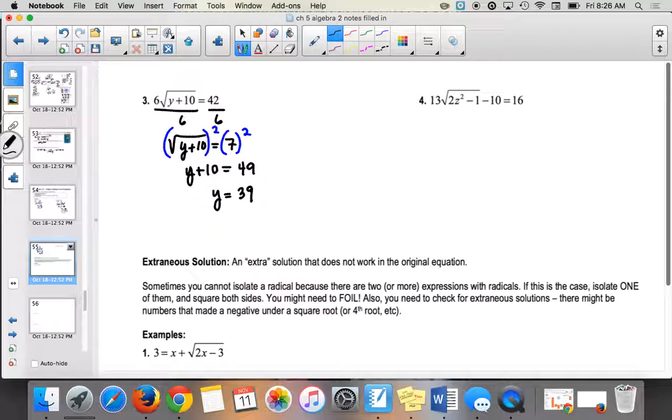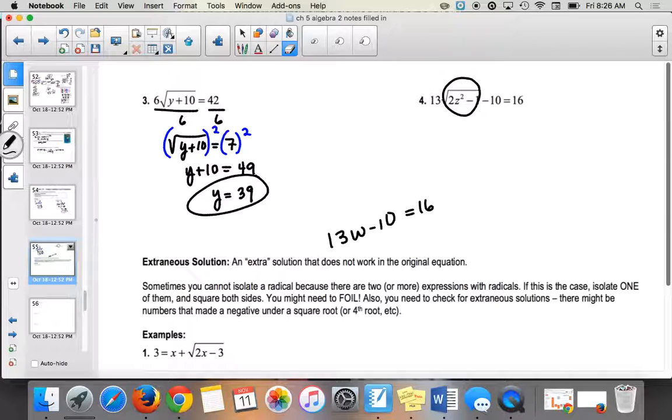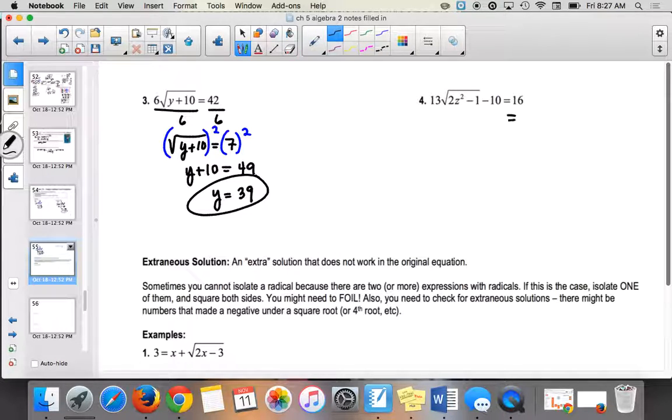So we're going to isolate. So what do you think the first step is when we isolate? Yeah, add the 10. It's just like if you had 13w minus 10. Think of the whole root as being like a variable. So if we had 13w minus 10 equals 10, the first thing we would do is add the 10 over, right? Not divide by 13. So add the 10 over. And then divide by 13.